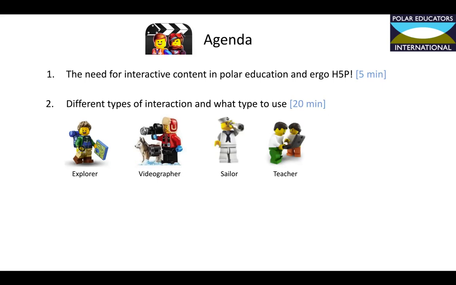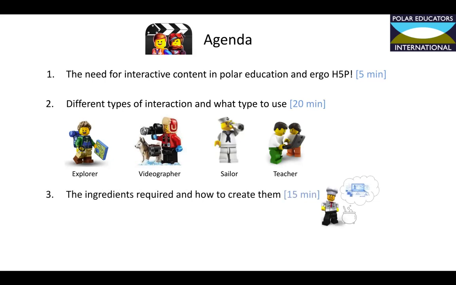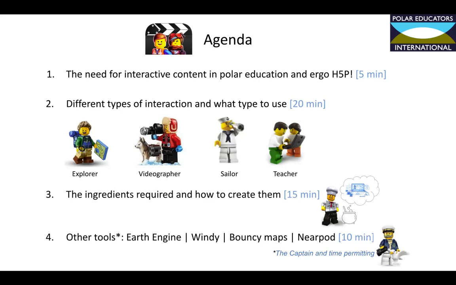We'll look at some of these really closely. The third part, which I'll spend a little time on, is what is required. Do you need videos? Do you need images? Do you need text? What do you need to make things interactive? And the last one, which we'll switch on and off into as we go across age groups, is for some of the graduate students and researchers: some of the tools people use in scientific research are Google Earth Engine, apps like Windy, and something called Bouncy Maps, if you've not heard of it.